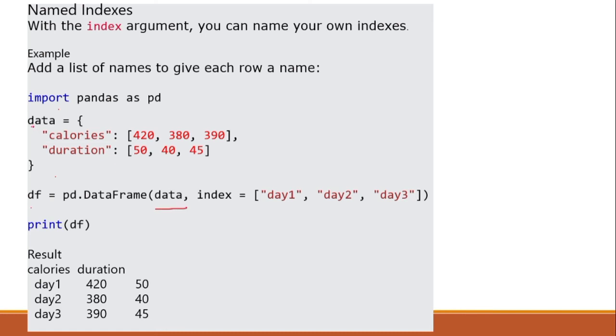So this data will come, calories and duration. And then I am saying index, I want a special index. So I want special index day 1, day 2, day 3. If I do not write this, it is taking 0, 1, 2 by default. But if I want, then I have to explicitly write it, mention it in the data frame initialization or assignment statement. So day 1 calories duration it will give, day 2 calories and duration, day 3 calories and duration. That is also available, the facility of named indexes.